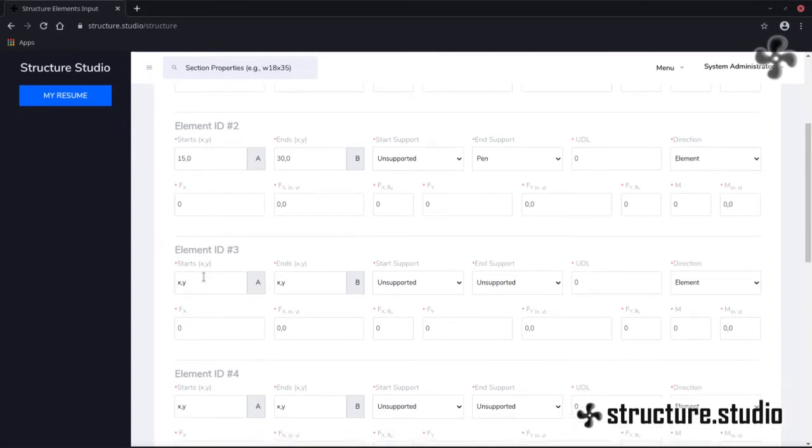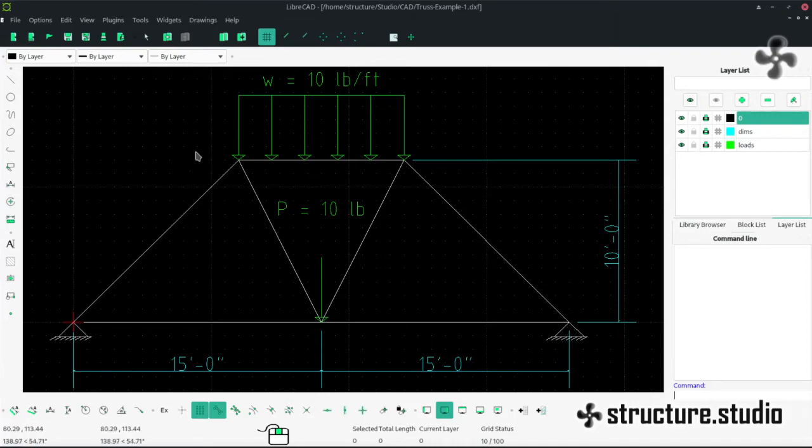Okay, element number 3, it's this one. It starts at 0, 0 and ends at 10, 10. As you can see, this is 15, this is 10. So this one is going to be right here. As you can see, it's 120 inches, but I'm doing it in feet. You can use any unit you want. I'm just using US customary. It could be meters, could be centimeters, whatever you want to use, and the load as well.